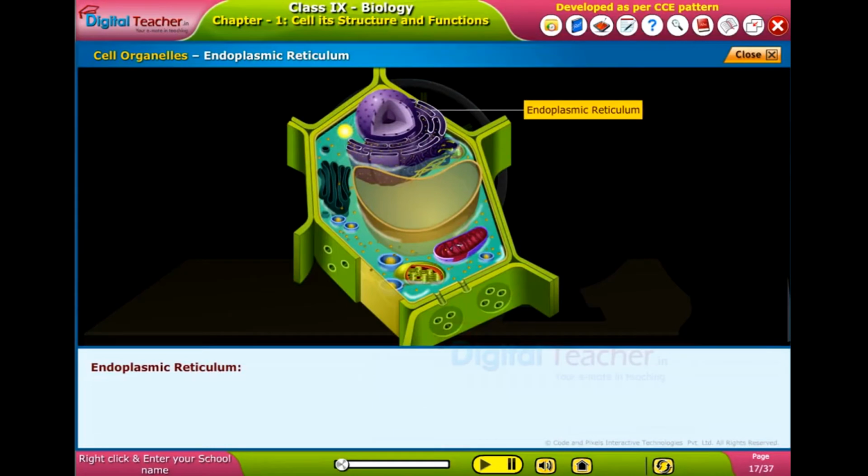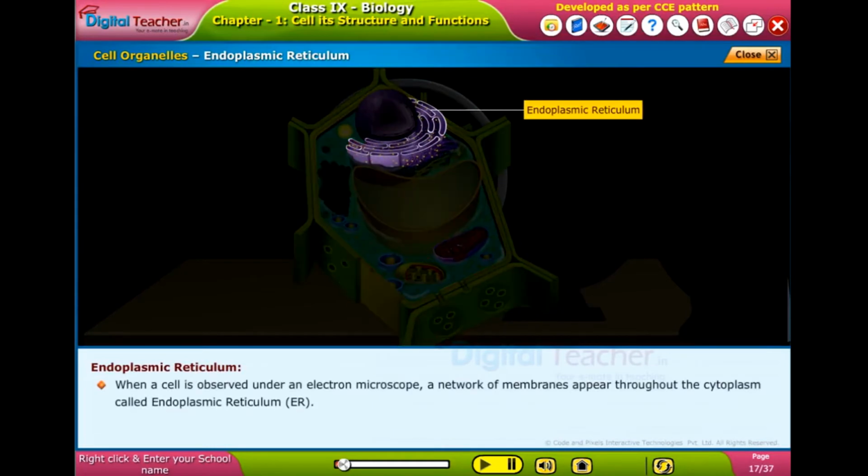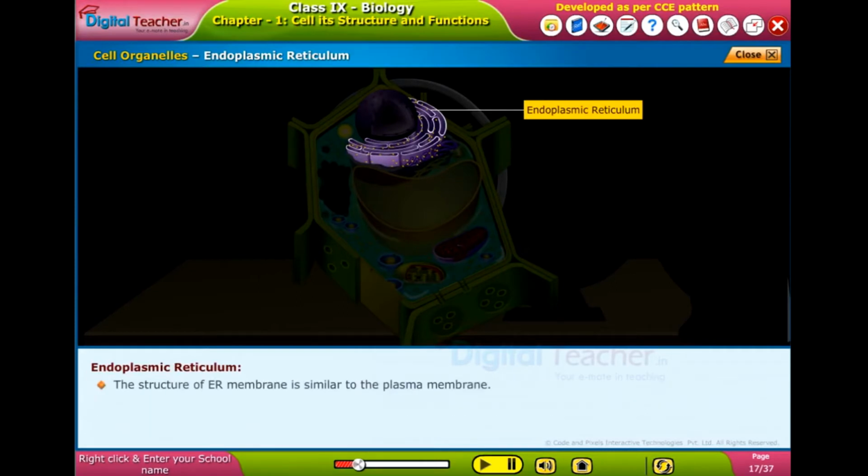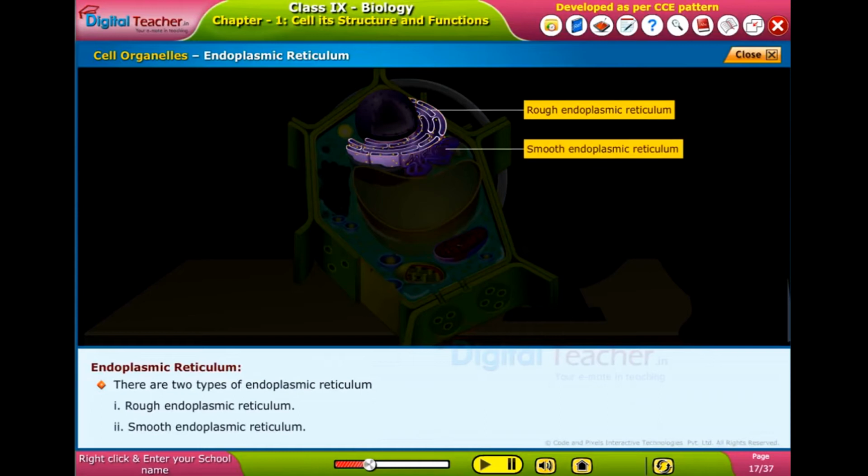Endoplasmic reticulum. When a cell is observed under an electron microscope, a network of membranes appear throughout the cytoplasm called endoplasmic reticulum, ER. This network creates passages in the cytoplasm to transport the substances from one part of the cell to other. The structure of ER membrane is similar to the plasma membrane. There are two types of endoplasmic reticulum: rough endoplasmic reticulum, smooth endoplasmic reticulum.